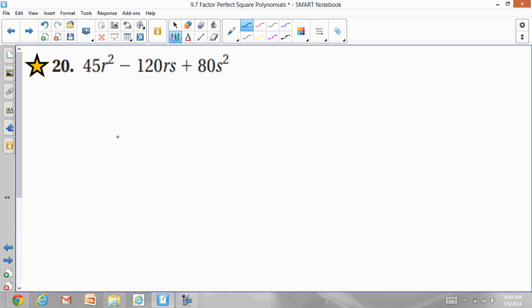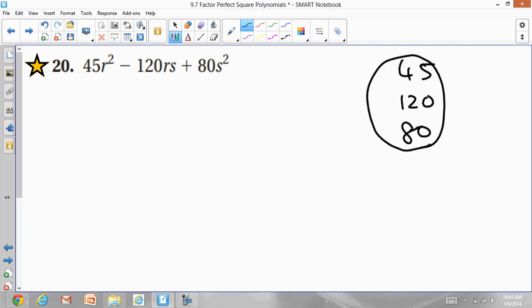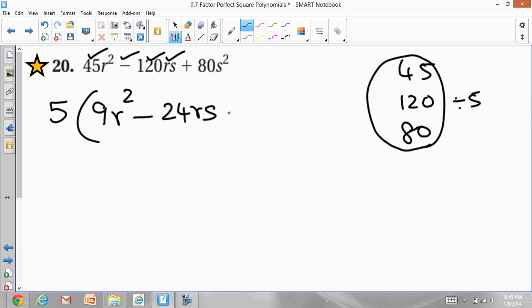Now copy question number 20. So the first condition you have to think is, is there any factor that you can pull out? So I'm looking at 45, 120, 80, and I'm thinking what number can go into all three of them? The answer will be 5. So I'm pulling out a common factor, which is a 5. The remaining goes inside. So I need to get 45 back, so there will be a 9. The variables I'm going to rewrite as they are, minus, and 5 goes into 120, 24 times, rs, they all stay the same, plus 5 goes into 80, 16 times, s squared.